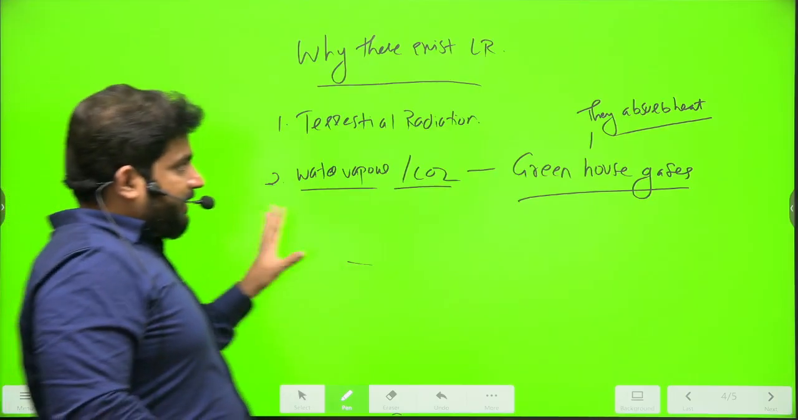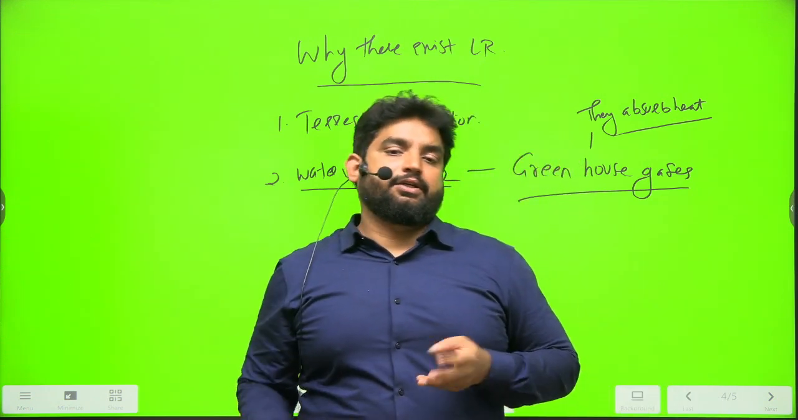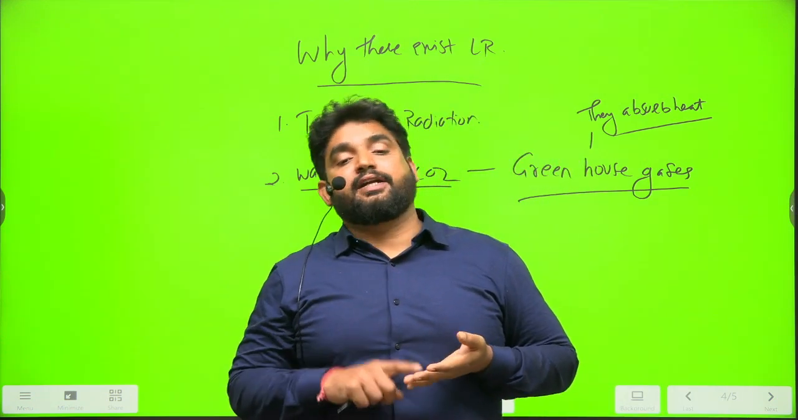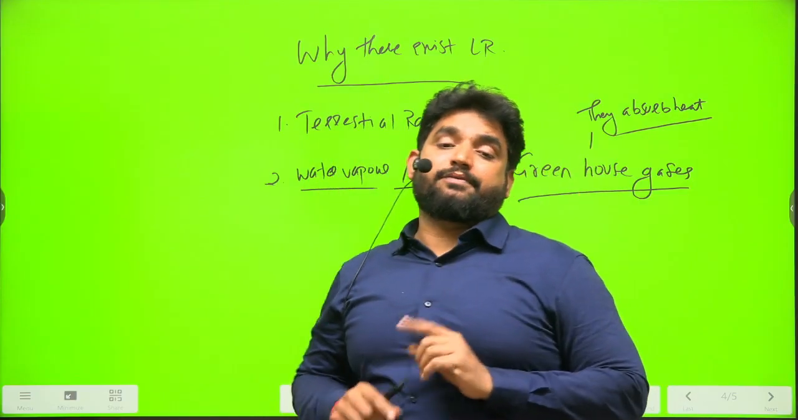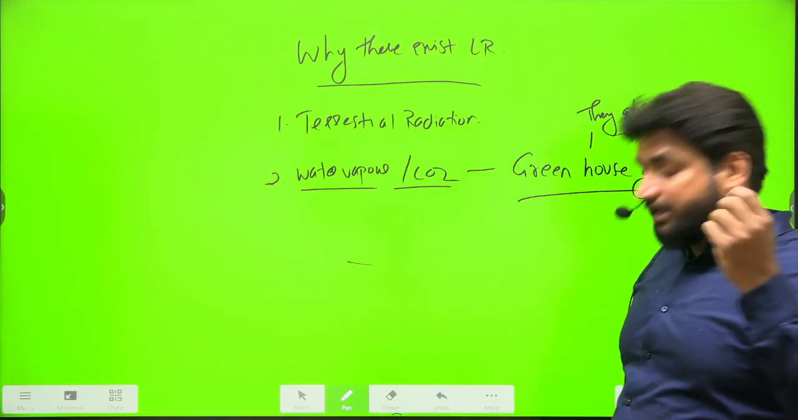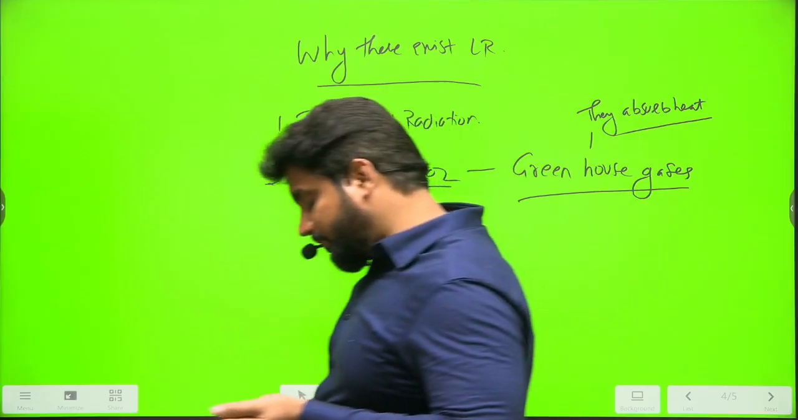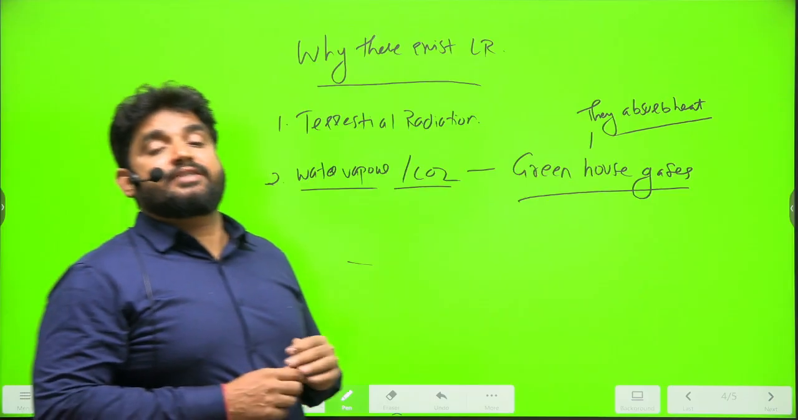So, students, so far we have discussed what is latent heat, what is lapse rate, what is normal lapse rate, what is environmental lapse rate, and why there exists a lapse rate in the atmosphere. And when we talk about lapse rate, we are mainly concerned about the troposphere, where most climatic events take place.